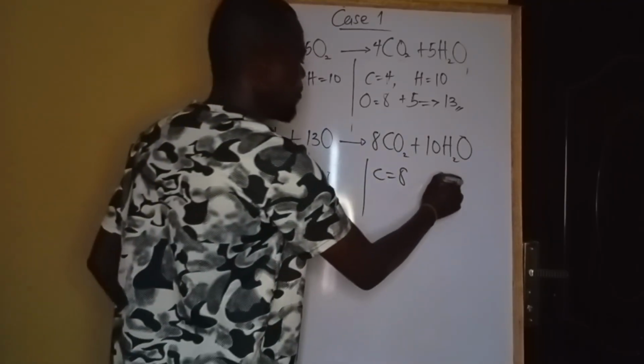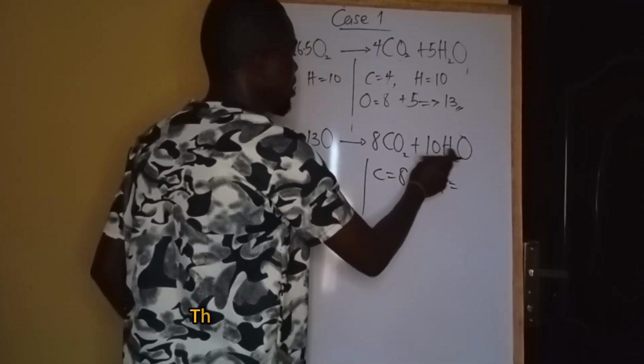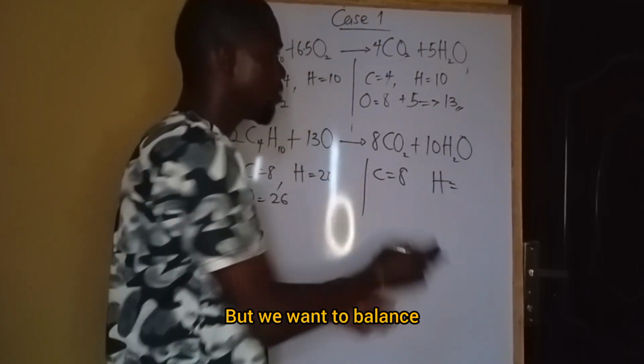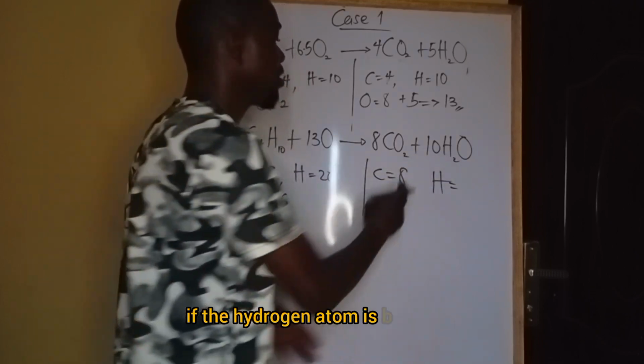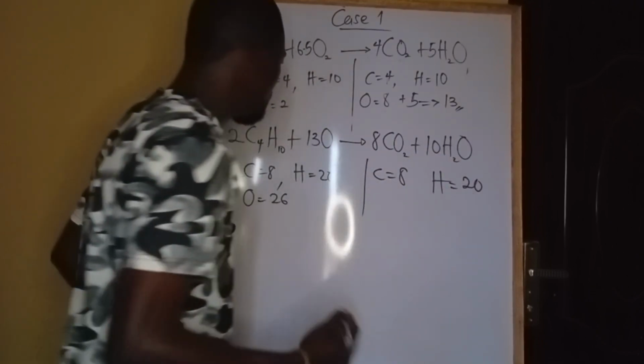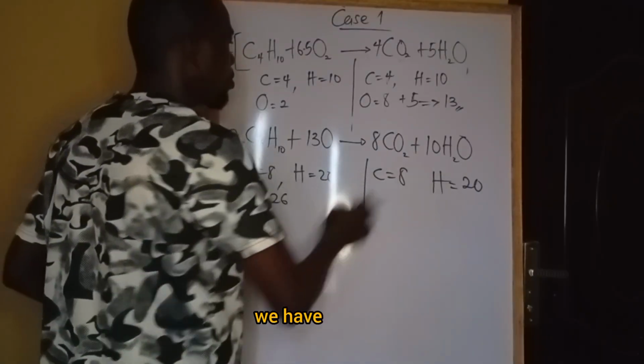It is balanced. How many hydrogen atoms do you have there? This 10 is affecting this hydrogen atom and this oxygen atom. But we want to confirm if the hydrogen atom is balanced. 10 times 2, that gives you 20. That is balanced. We have 20 here, we have 20 here.